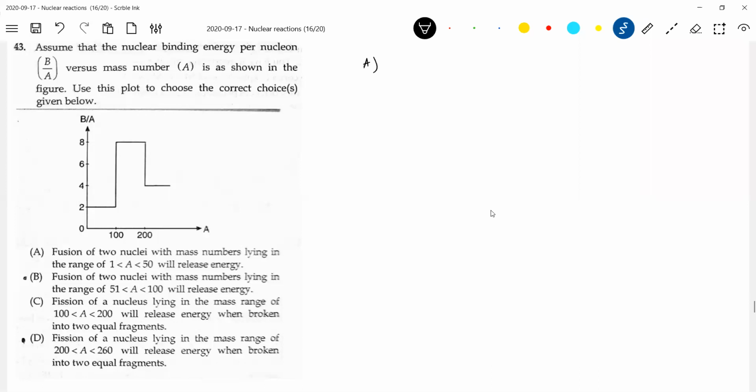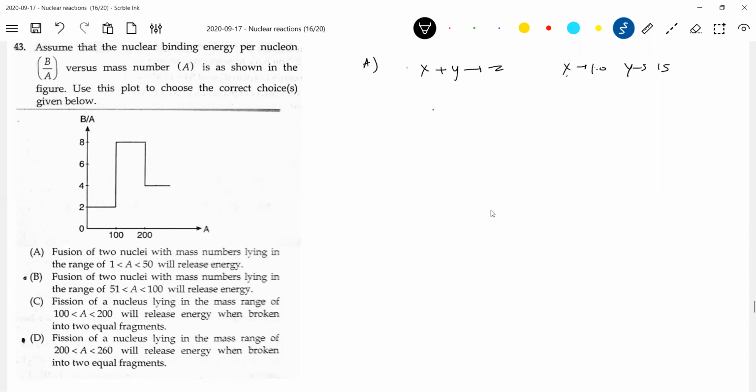How to calculate Q? You pick up two nuclei. Let me pick the mass numbers. The parents will be X plus Y, and Z is formed. Let X be 20, Y be 30. Even Z is also formed. So what will happen to Z? Fusion of two nuclei with mass numbers lying in the range 8 to 50 will release energy when the binding energy of the daughter formed is greater than that of the parent. So now how to analyze this? Okay, I'll do one thing. I'll take 10, 9, 15. It'll be much easier.